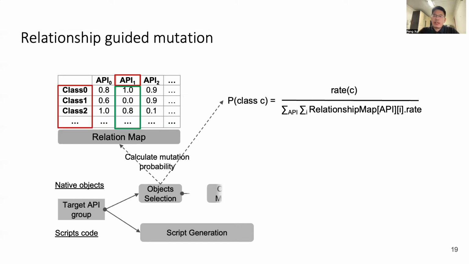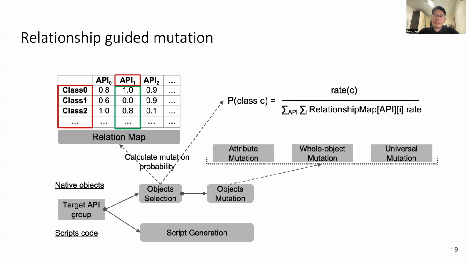Then we select some objects with higher mutation probability and mutate selected objects in 3 mutation strategies. Finally, we synthesize the mutated samples and script code together and produce the final input. So let's walk over our solution.